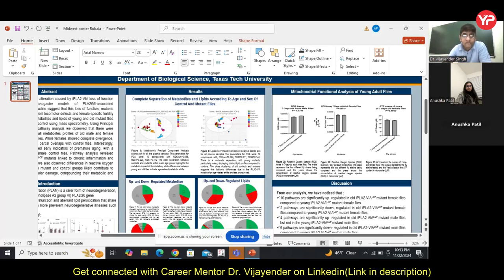This data, as you can see on my screen, was generated by us after doing lab experiments. So this is not just a graph that you see. We have actually carried out lab experiments with flies, and then we are quantitatively representing it using a software.